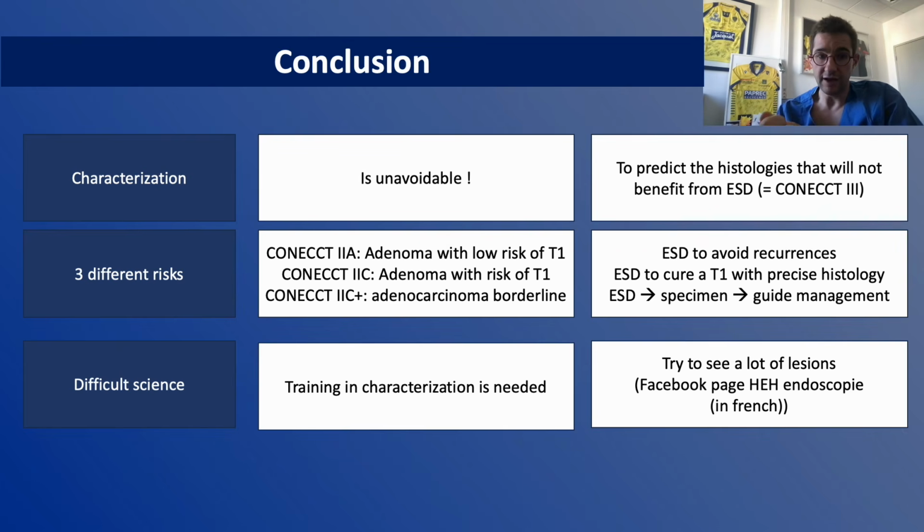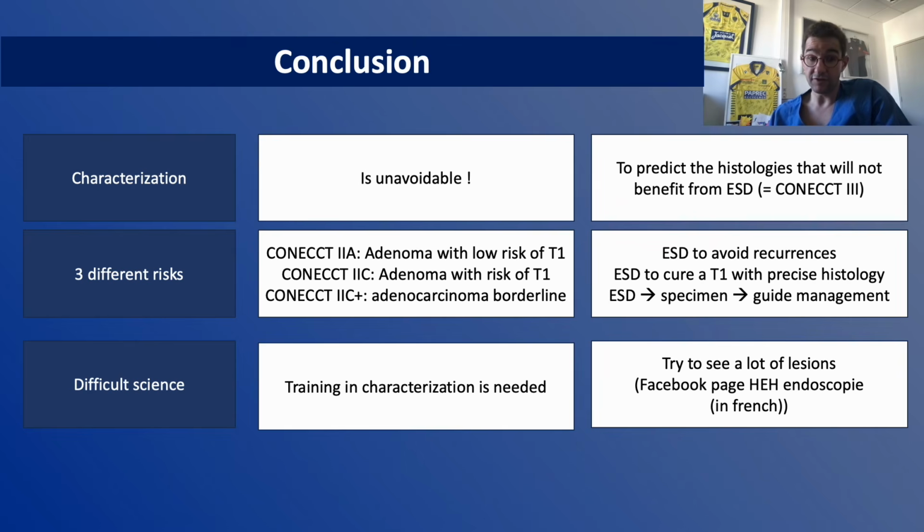The 2C lesions, non-granular LSTs, granular LSTs with macronodule, demarcated area with irregular pattern, the risk is between 10 and 50% of T1 cancer, and this lesion should be treated by ESD. And the connect 2C+, where an adenocarcinoma is clearly visible, borderline, that should be removed by ESD in order to get a specimen, see in pathology if the patient is cured or if he should be referred to surgery for a complementary salvage surgery.